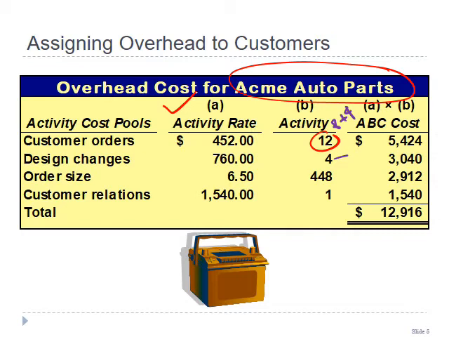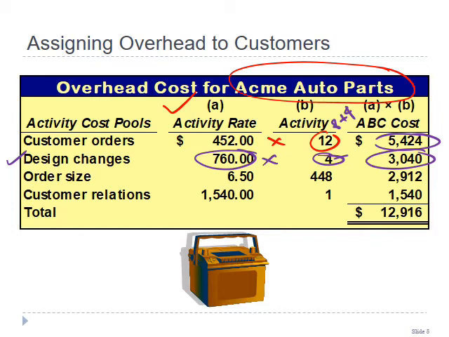It is not the units, these are the orders that are requested for long life and that require a design change, right? So that's why we multiply its activity rate with 4. That's why there is $3,040. So where did this $5,424 come from? It came from multiplying the per order activity rate of 452 with the number of orders, 12 orders, right? And the order size is based on machine hours.